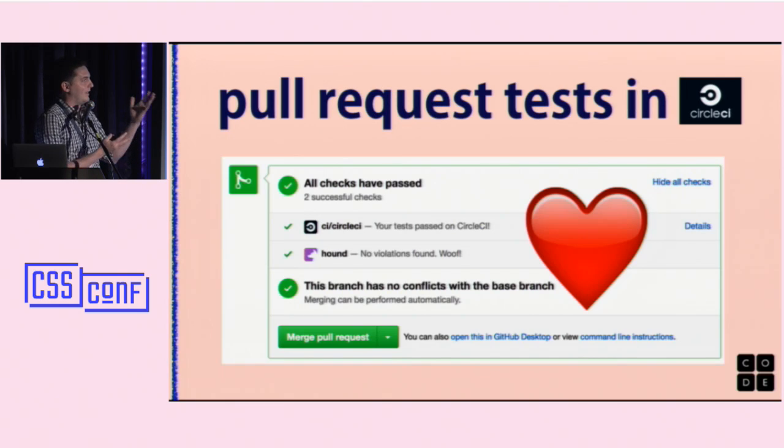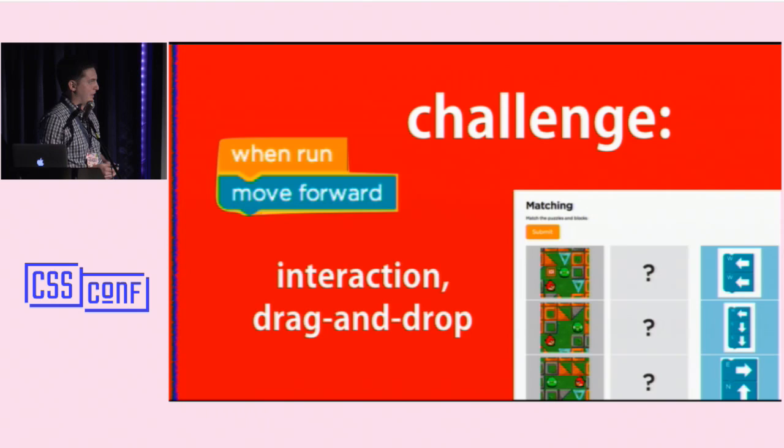And pull requests. I love pull request tests. This was like my holy grail. I'm so glad we now have it. I think we just got it in the last month or so. So now our UI tests also run on CircleCI and will tell you when your stuff broke stuff, and so you don't have to worry about those buckets of failures anymore.